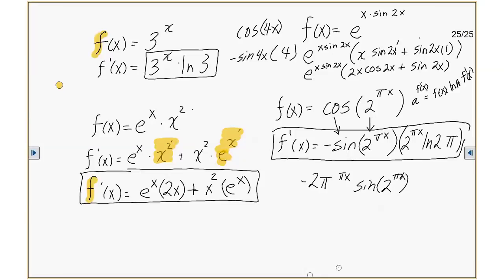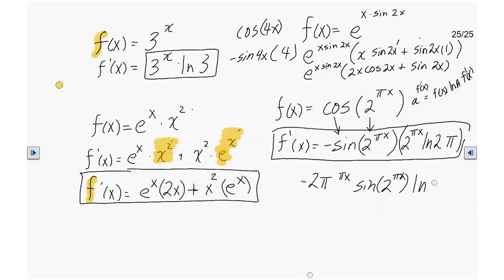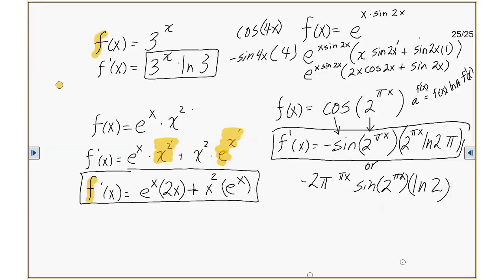2 pi, and what's left? Natural log of 2. Let me put that pi at the front. You don't want to put the pi right here and then 2 left there. Okay? Doesn't matter, 3 times 2 is the same as 2 times 3. Potato?